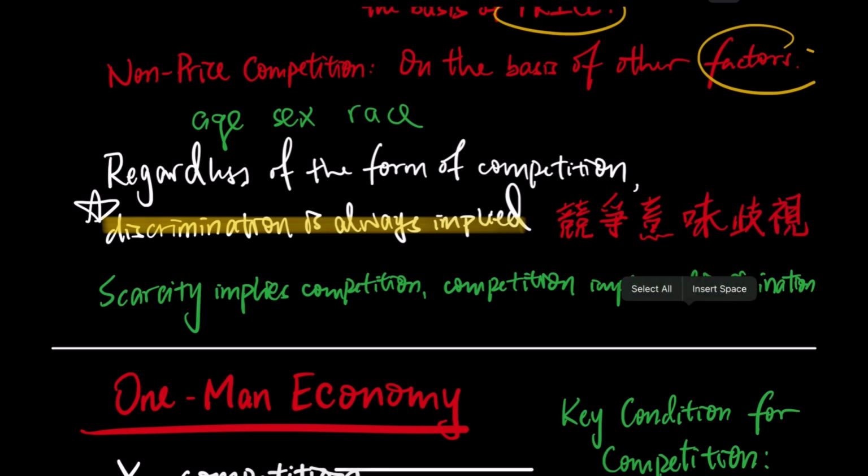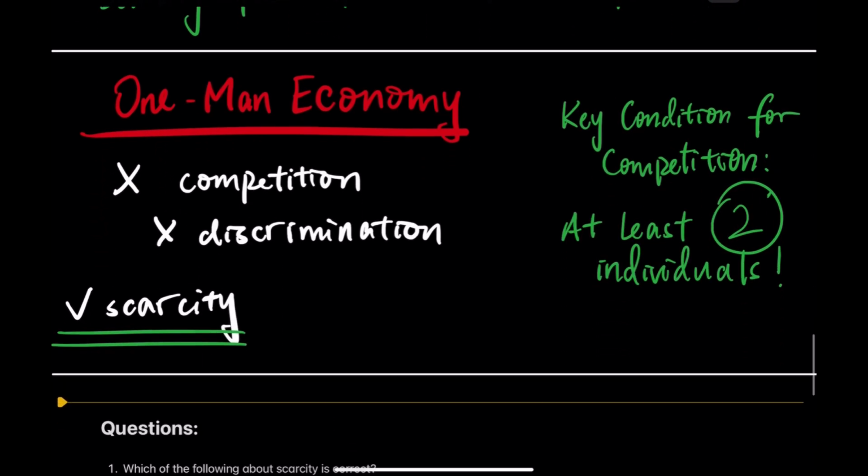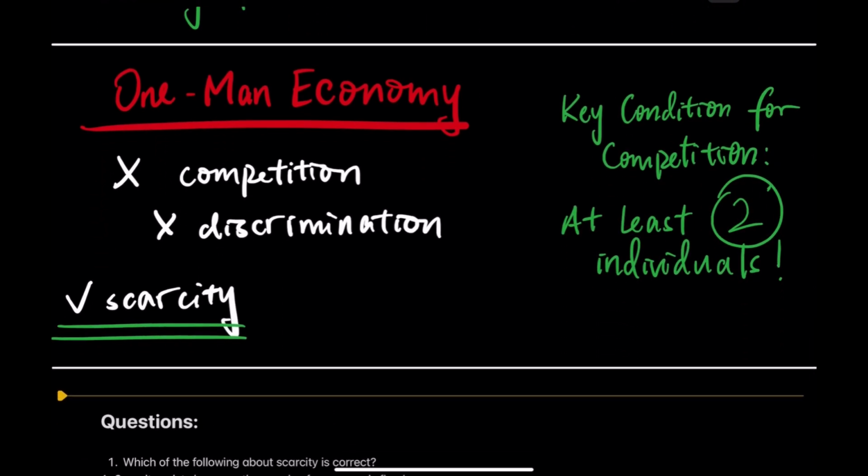Now, there's also one hidden condition for competition, which is that you need at least two individuals. And this leads me to the next topic that I want to cover for a while, which is the one-man economy, because we're going to be covering some MC questions later, and you'll see that this concept might actually be a little tricky. It might become sort of a trap for some people. So a one-man economy, as its name implies, is an economy where there's only one person. And in these situations, there would be no competition and no discrimination.